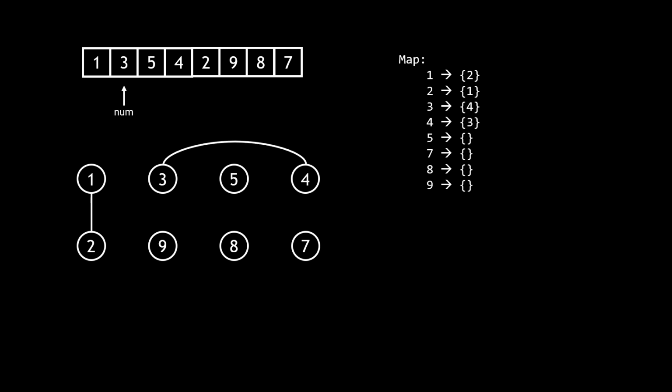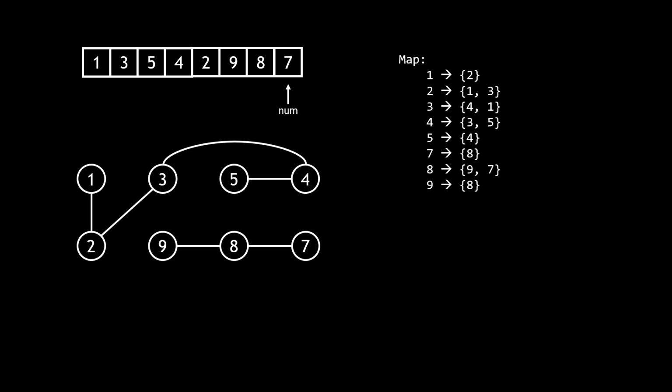For 3, 3 plus 1 is 4, and since the 4 does exist, we would connect 3 and 4. For the 5, we would check if 6 exists, and since it doesn't, there's nothing to do because we can't connect the 5 to a non-existent 6. For the 4, 4 plus 1 is 5, and 5 is in the graph, so we would connect them. For the 2, we would connect the 2 to the 3, and ultimately we would end up with a graph like this. Notice how the sequences make up the connected components.